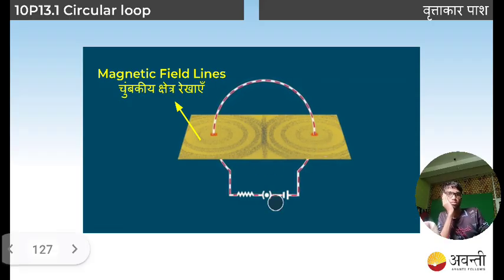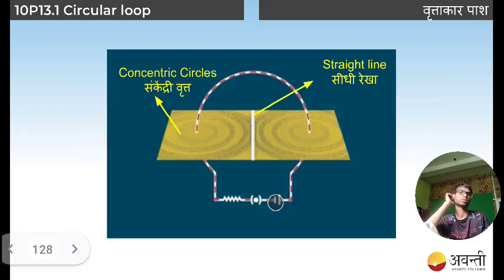Magnetic field lines. Yes, concentric circles. This is a conductor, but it is a circular conductor. In that case, what is happening? Here, both ends are coming to each other, isn't it? That's why they worked.